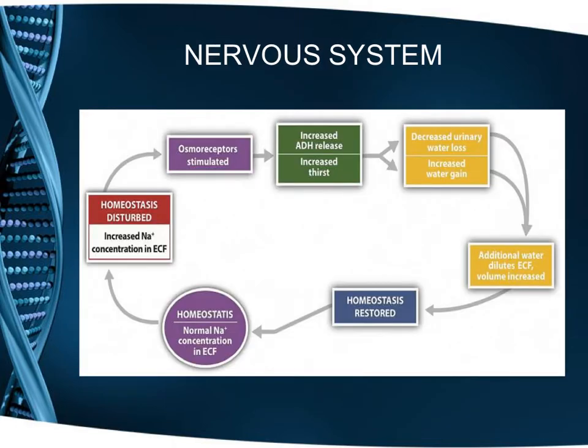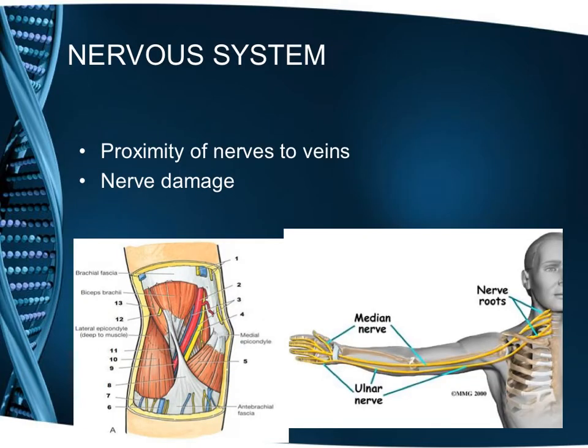We also have to discuss the nervous system, which is the master controller in fluid and electrolyte balance through the regulation of sodium and water. It does this work by stimulating various endocrine glands. These pictures show the proximity of nerves to veins. Thus, it's very important to understand how we prevent nerve damage in IV therapy.